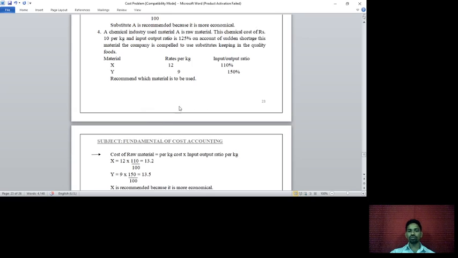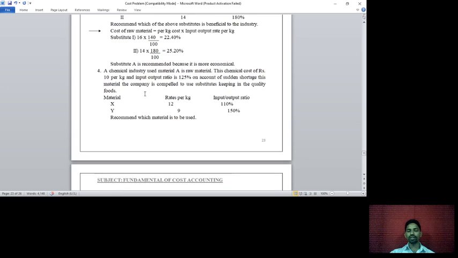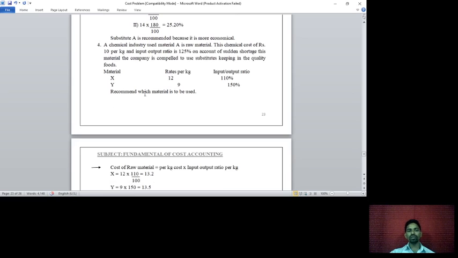Okay, so I hope you will understand. So you should know all the formulas. Okay, so what's the formula of the actual input output ratio, what's the formula of the standard input output ratio, what's the formula of the actual cost of material per kg, what's the formula of the standard cost of raw material per kg. All these ratios you should know, then it is very easy to calculate the input output ratios. Okay, so I hope you will understand this.